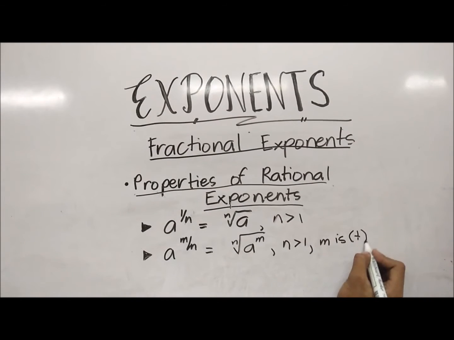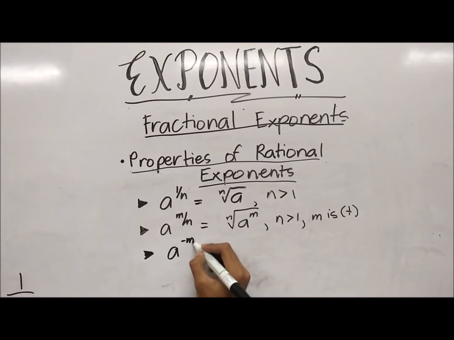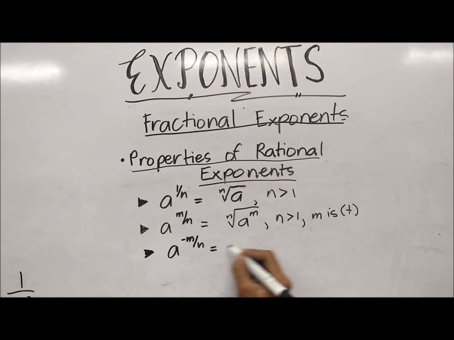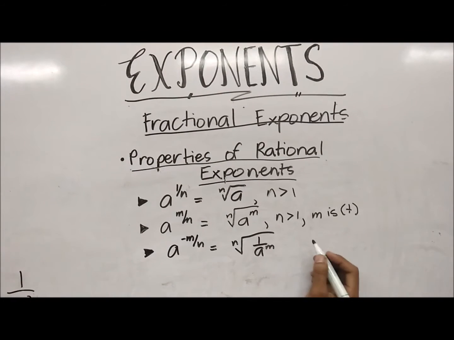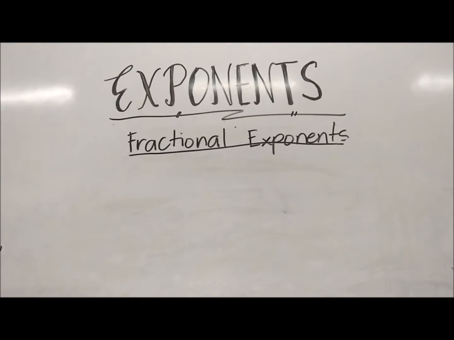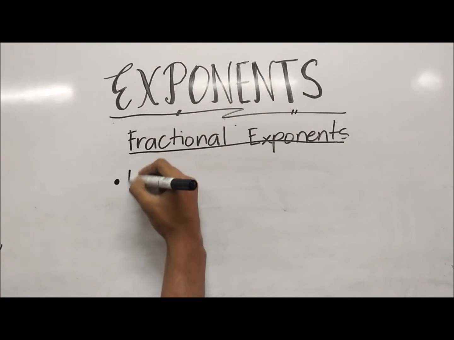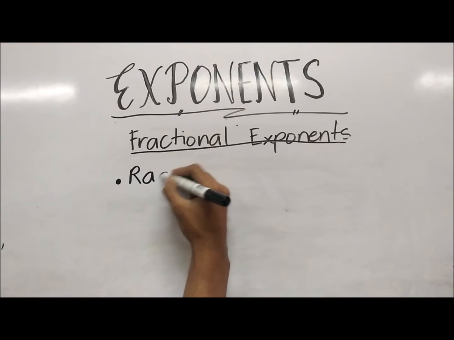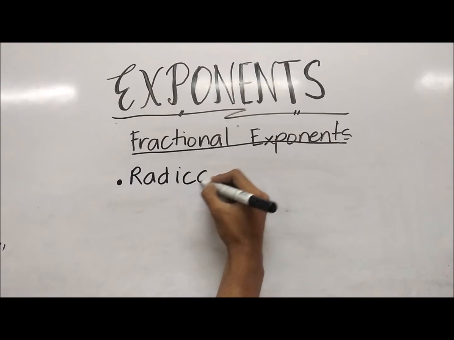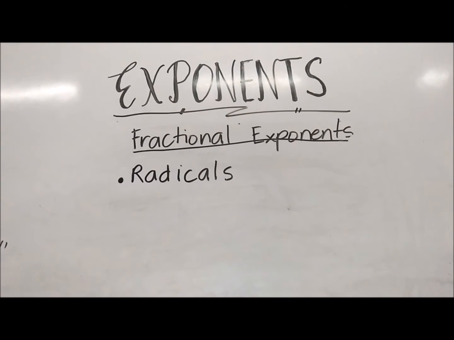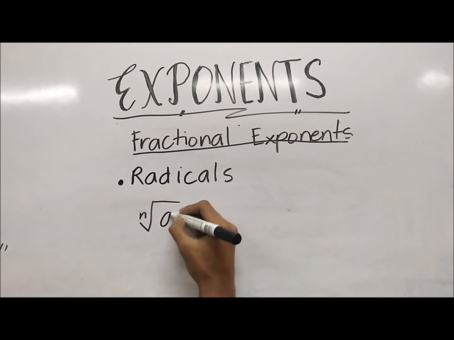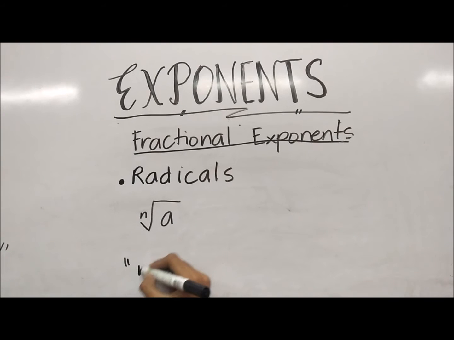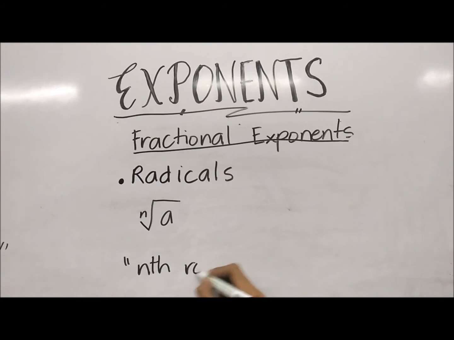Last, if you have a raised to negative m over n, you can simply write it as the nth root of 1 over a raised to m, where n is greater than 1. We take a look at the definition of a radical. A radical is defined to be an algebraic expression that takes the form of the nth root of a, which is read as the nth root of a.